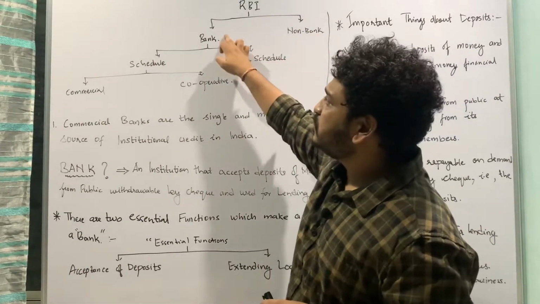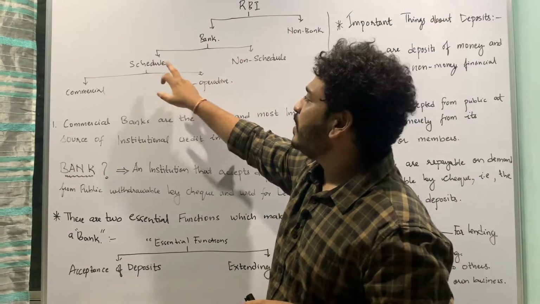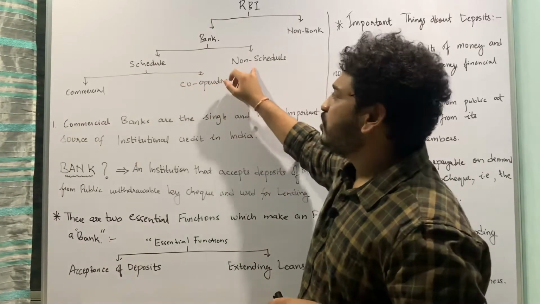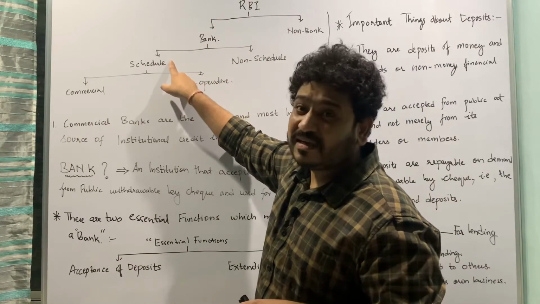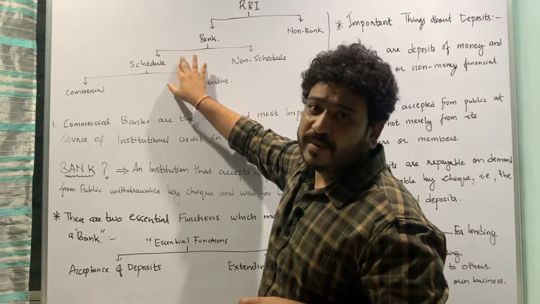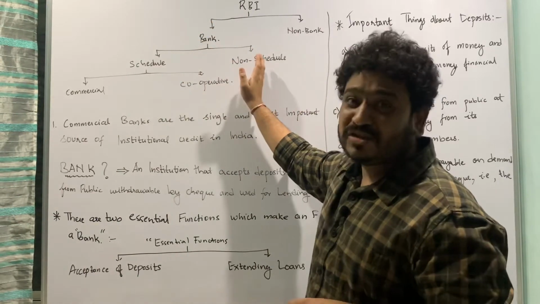Now the banking institutions are classified as scheduled banks and non-scheduled banks. I've given you the distinction between a scheduled bank and a non-scheduled bank. The banks which are present in the second schedule of the Reserve Bank of India Act are called scheduled banks. Those which are not there are called non-scheduled banks.